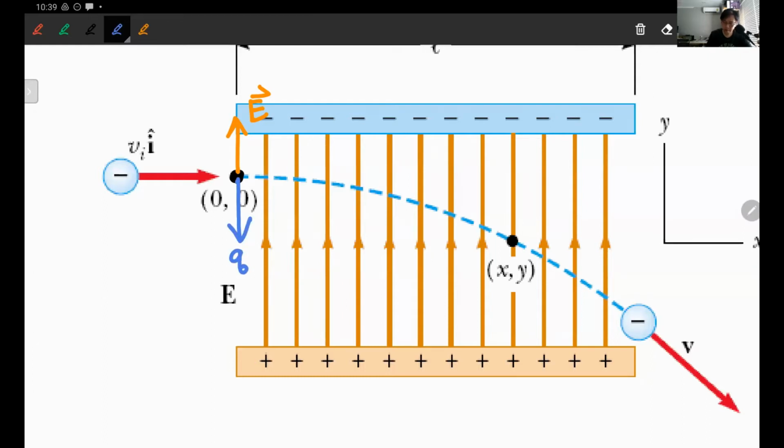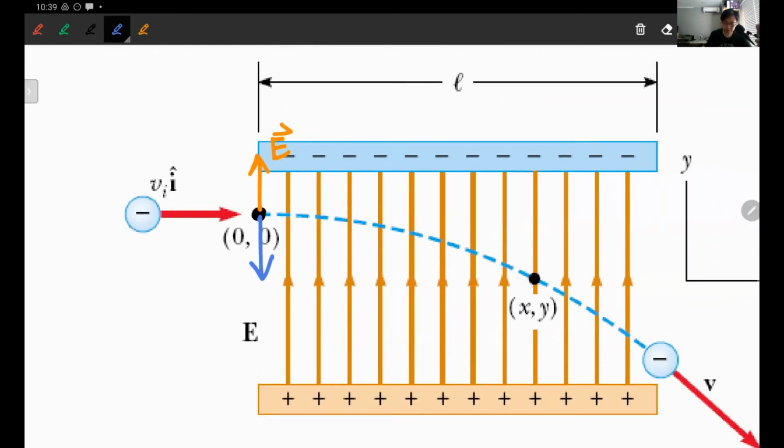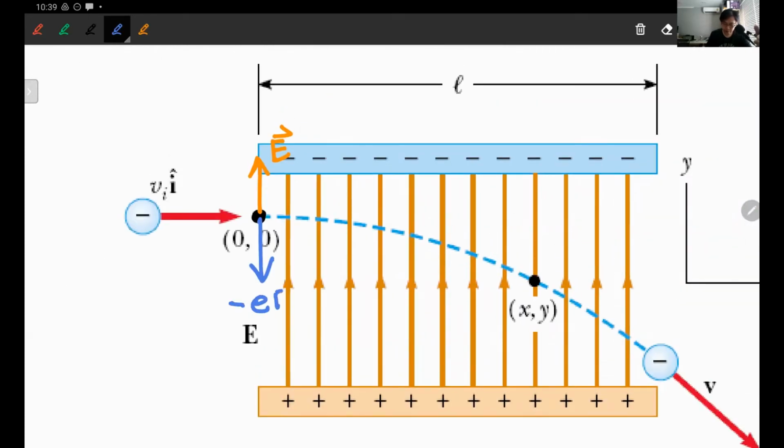Because it's an electron, let me put it here. Electric field pointing up. The charge is negative, so the force is opposite to the field. It's pointing down. So no matter where you are in here, you will experience this force at all times because the force is in the direction of the field.